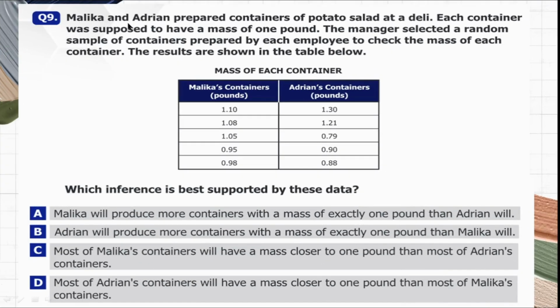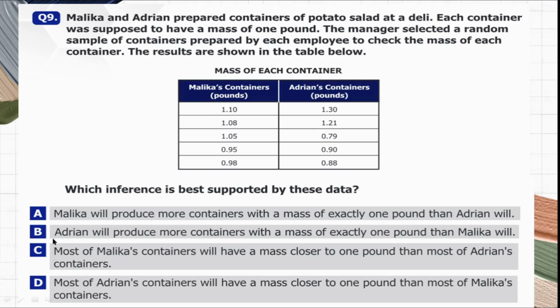Question number 9. Malika and Adrian prepared containers of potato salad at a deli. Each container was supposed to have a mass of 1 pound. The manager selected a random sample of containers prepared by each employee to check the mass of each container. The results are shown in the table below. Which inference is best supported by these data?